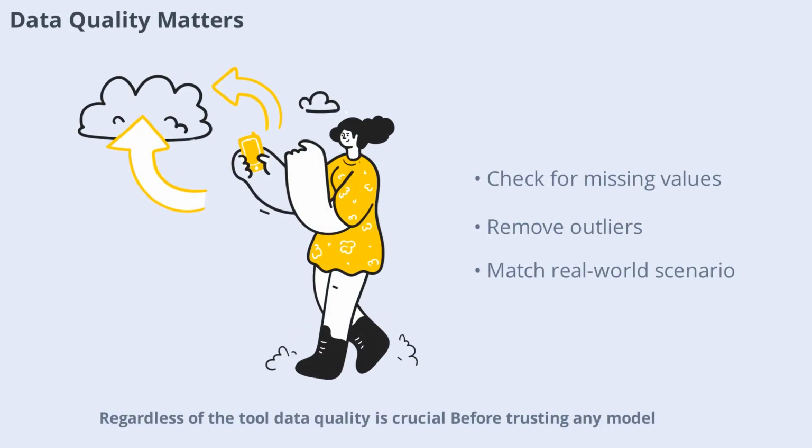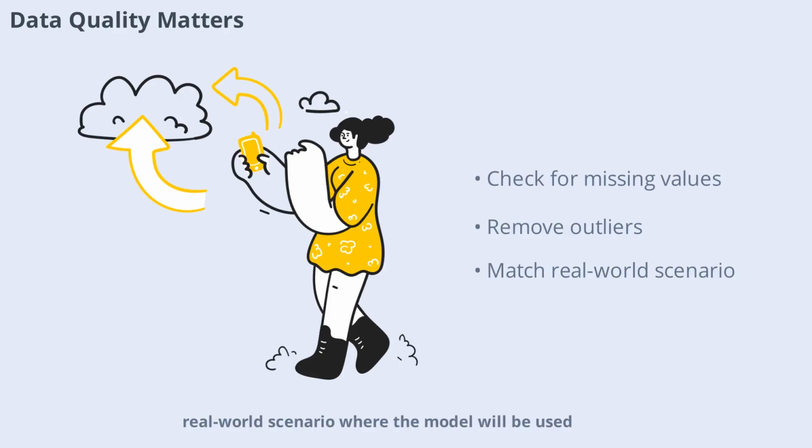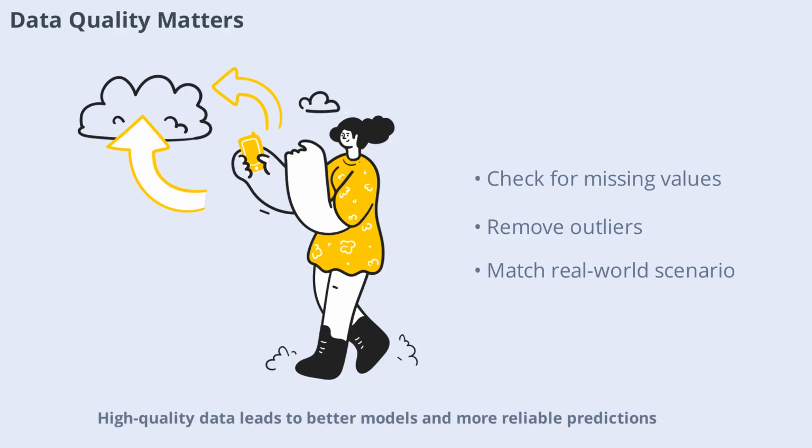Regardless of the tool, data quality is crucial. Before trusting any model, check for missing values, outliers, and errors. Make sure your data accurately represents the real-world scenario where the model will be used. High-quality data leads to better models and more reliable predictions. Don't skip this step. It's the backbone of successful machine learning.